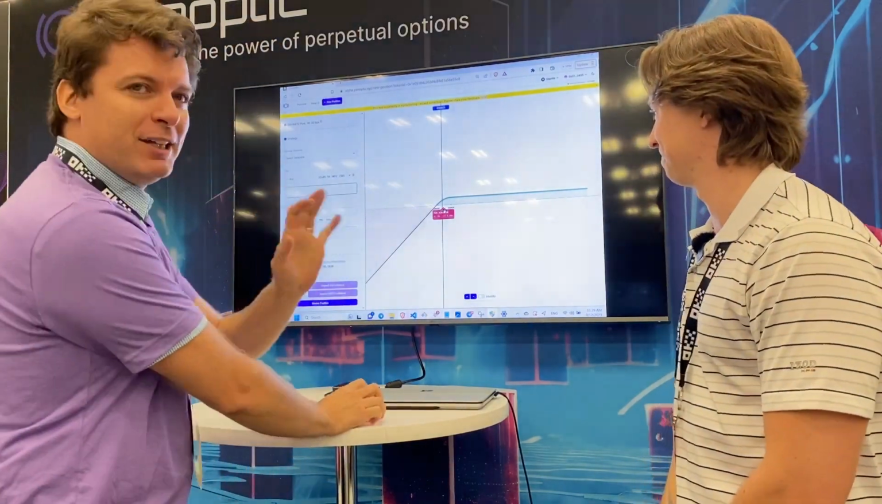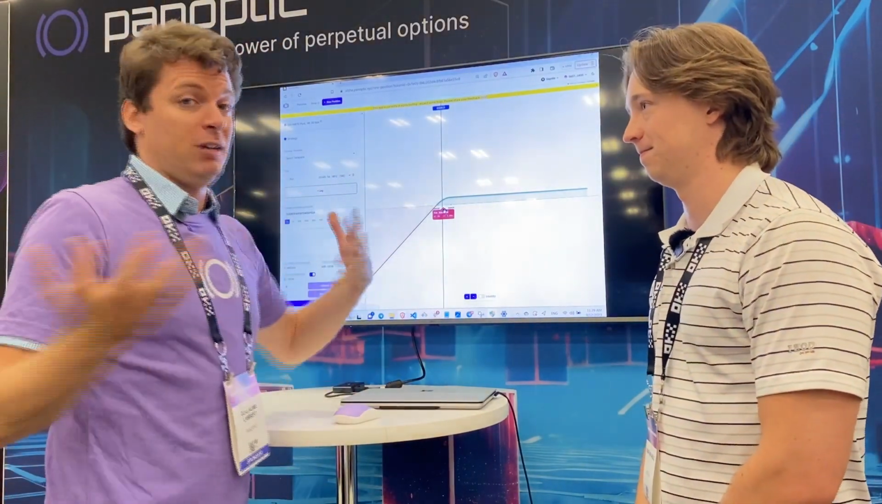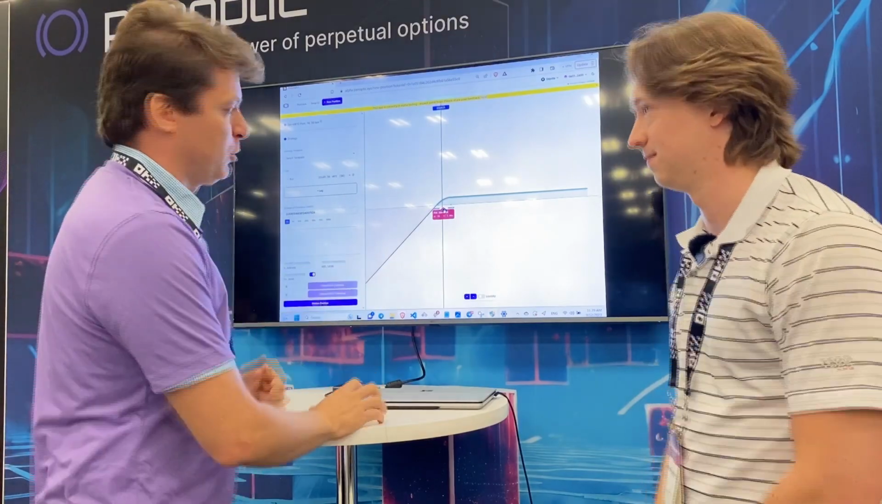Perfect. The key point: why do you want to use Panoptic as opposed to just using a regular Uniswap V3 position?